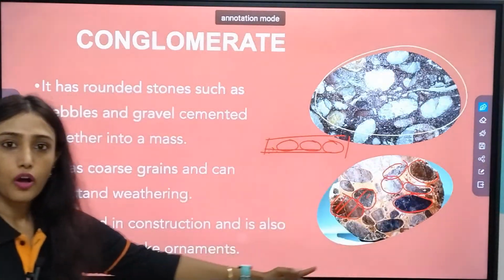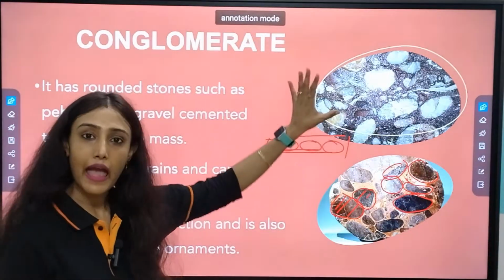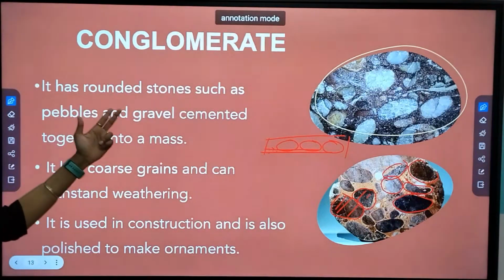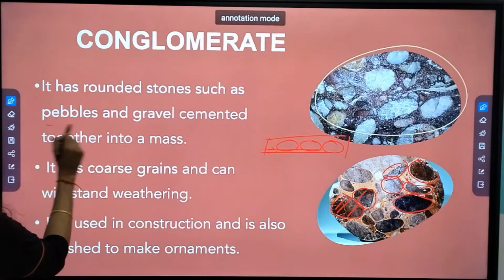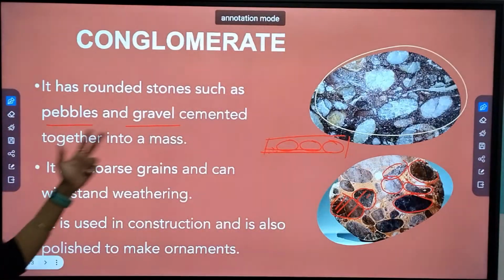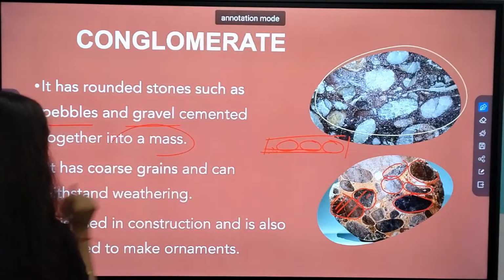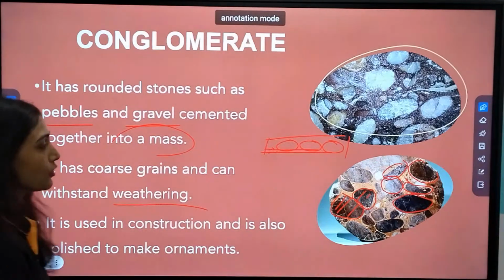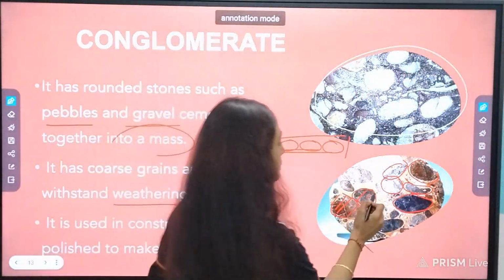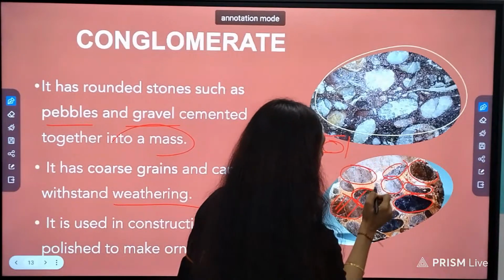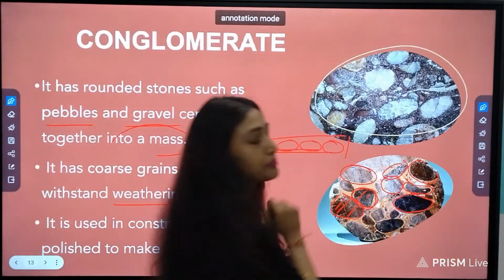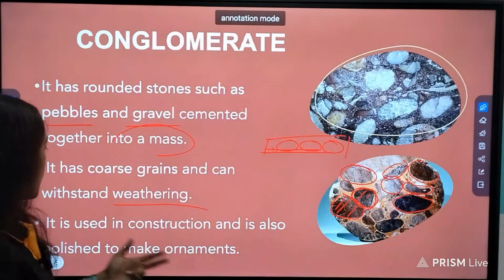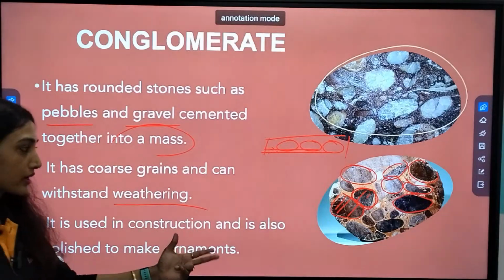So this type of rock where small pebbles are found or accumulated is known as conglomerate. It has rounded stones such as pebbles and gravel cemented together into a mass. It has coarse grain and can withstand weathering. Why can they withstand weathering? Because of these hard pebbles and stones present in between the sand particles. So it is used in construction and also polished to make ornaments.